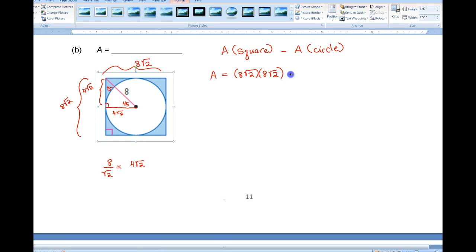What's the area of the circle? What's the radius? Pi times 4 root 2 squared. Good. It's confusing because it looks like the 8 is the radius. Yeah, but it goes past the edge of the circle. Do you see that? 8 goes past the edge of the circle, so that's why we just want to use 4 root 2.